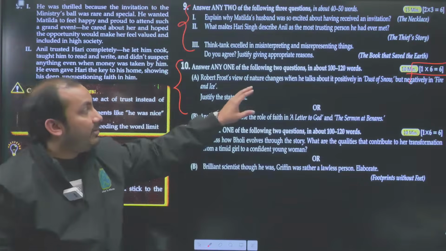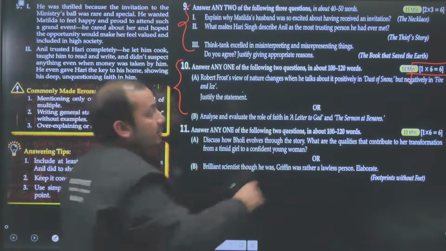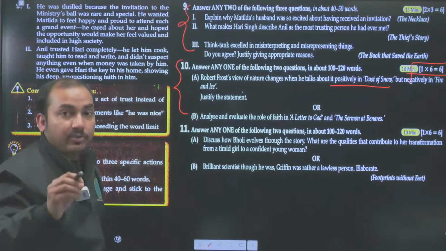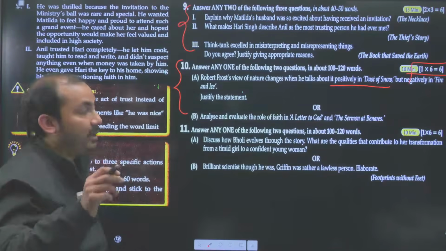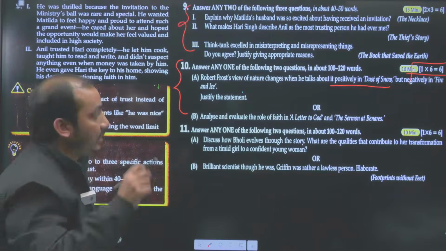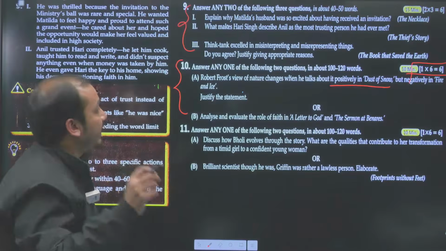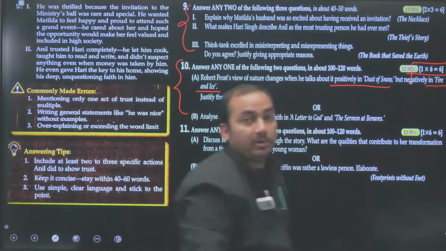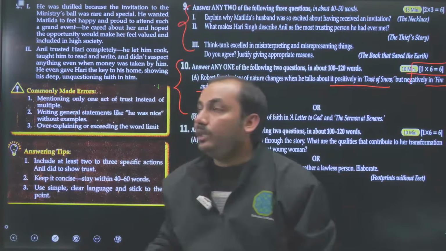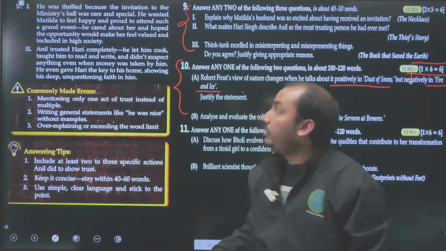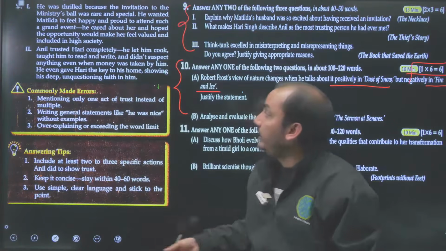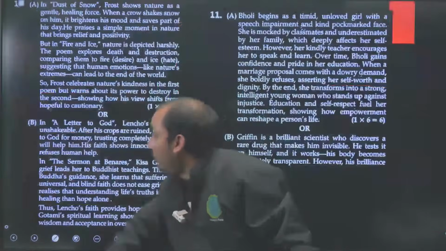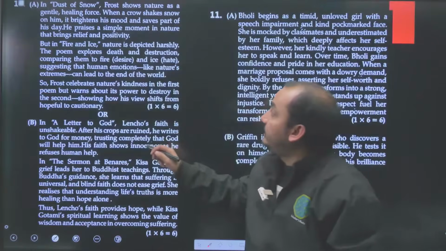Robert Frost's view of nature changes when he talks about it positively in Dust of Snow. As we have learned, there are 2 poems written by Robert Frost in the syllabus. The first poem is Dust of Snow, and the second one is Fire and Ice. Both the poems have been written by Robert Frost. So what actually in both of the poems he wanted to convey? We have to write what actually he wanted to convey. We can see it here.